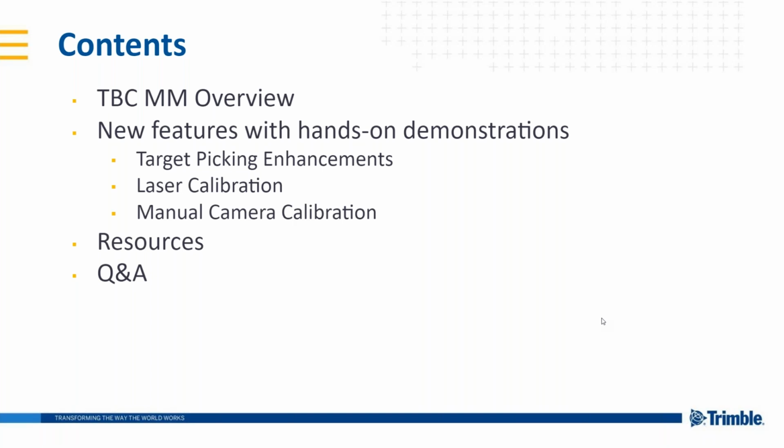So there will be three main topics we'll be talking about. The first one is the target picking enhancements. So these are enhancements on the registration module in TBC. And then the second will be the all new, all automatic laser calibration tool. And then finally, there will be the manual and precise camera calibration module that's also implemented now in 5.30.